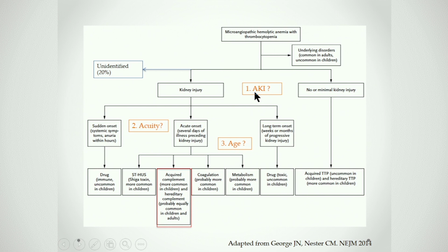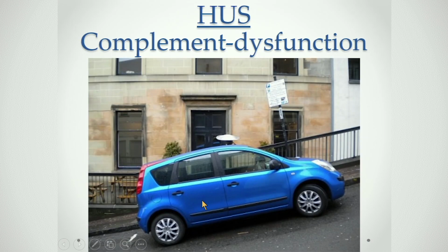So if we come back to our pathway for her TMA and ask the question, does she have acute kidney injury? Yes. Is the acuity sudden? Not necessarily sudden, but definitely acute in nature. And being that she was young, it leads us to the question of this acquired complement versus hereditary complement abnormality.